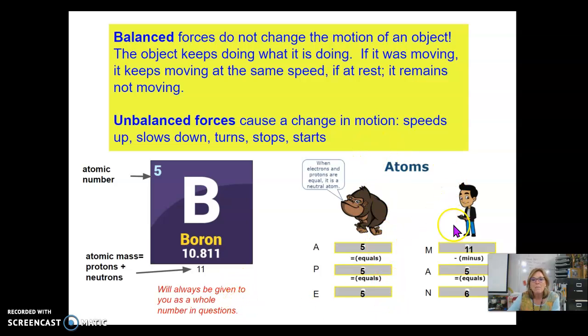So if you can remember APE MAN, APE stands for A for atomic number, P for protons, and E for electrons. They're all equal. So in boron, there are 5 protons because that's the atomic number, and so there's also 5 electrons. MAN is going to help us remember how to figure out the number of neutrons. That's where we take the mass that's going to be given to you as a whole number, and you subtract the atomic number for A, which would have been 5, and that's going to give you N, which is 6 for neutrons. So that's a little acronym that can help you.